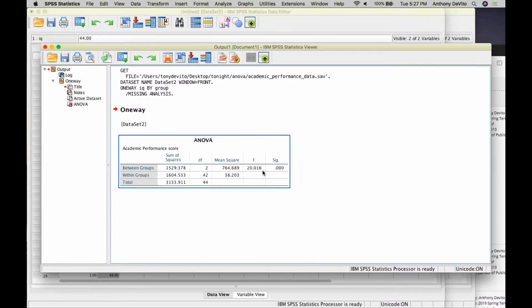What's your alternative hypothesis? Well, it gets a little tricky. You might say to yourself, they're all different. But we don't know if they're all different or not. So our alternative hypothesis is going to be at least two of the means are different, right? So our null hypothesis, they're all the same. Our alternative hypothesis, at least two of the means are different.